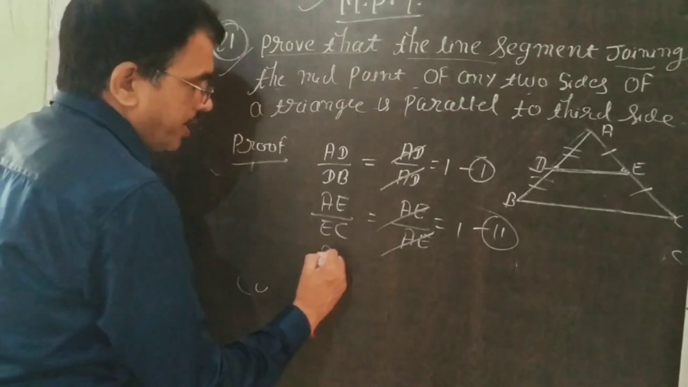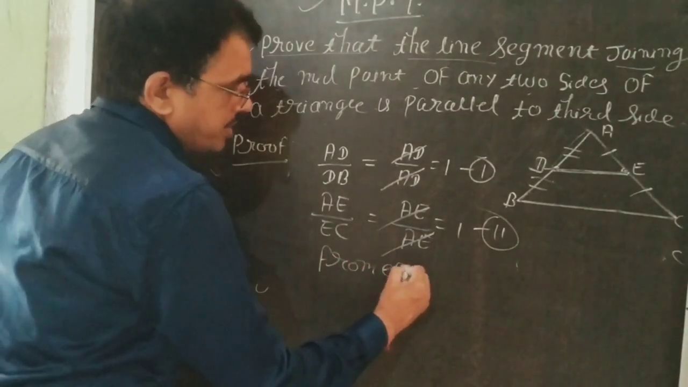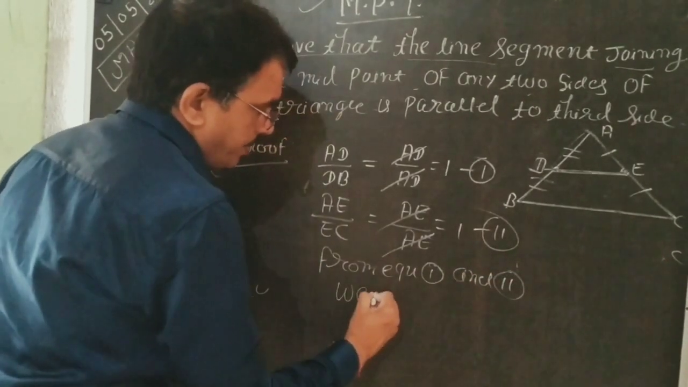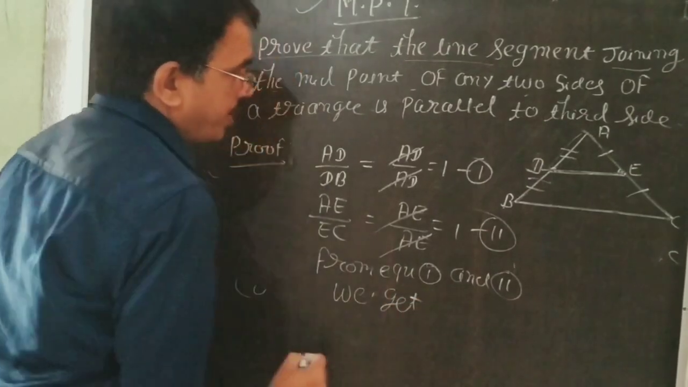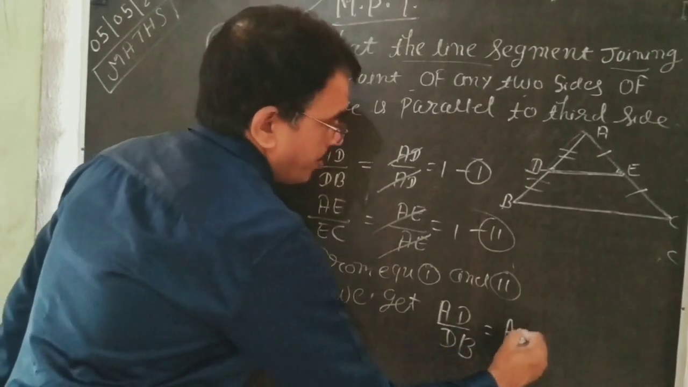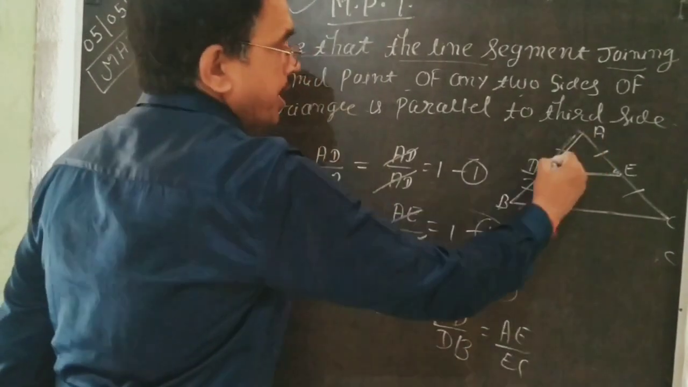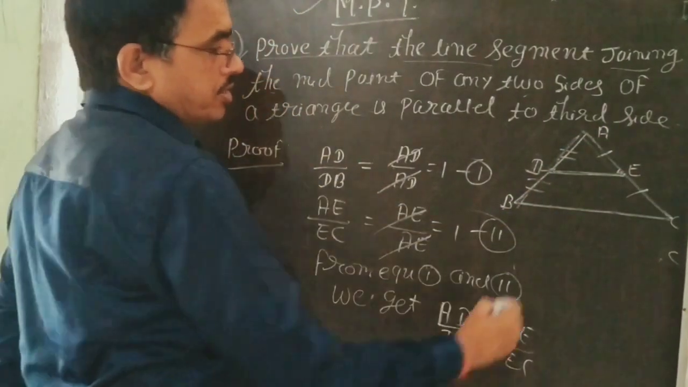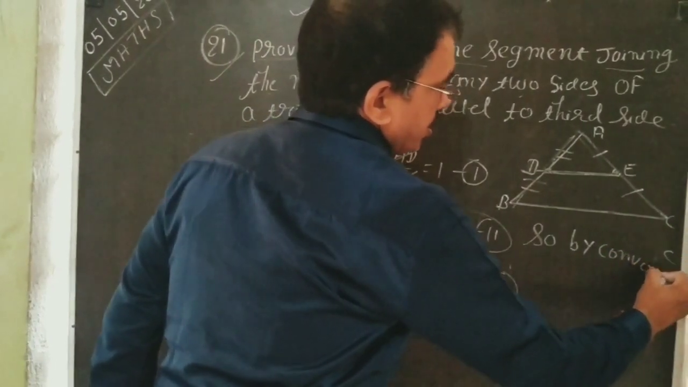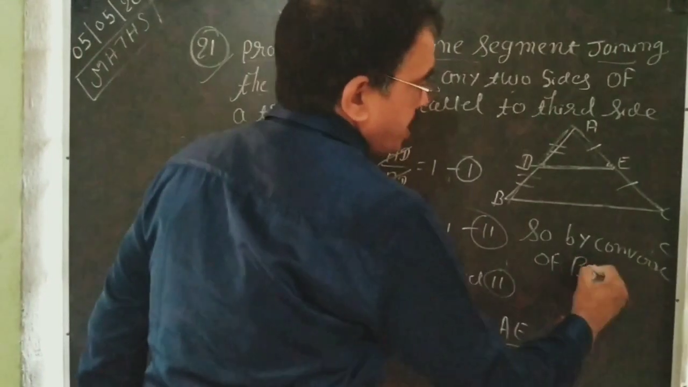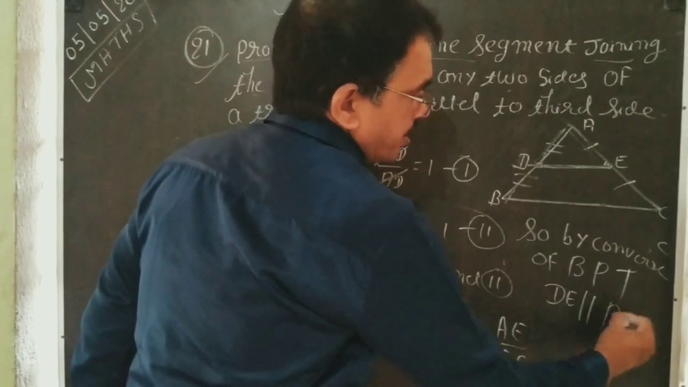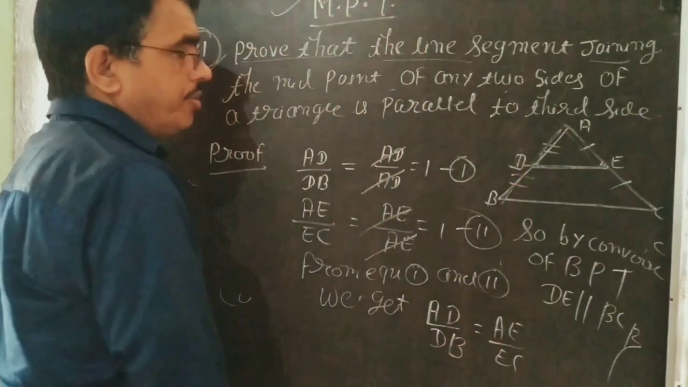So from the first and second equations, what do you get? You get AD by DB is equal to AE by EC. AD by DB is equal to AE by EC. So by the converse of the basic proportional theorem, DE is parallel to BC. You have to prove that DE is parallel to BC. Take note.